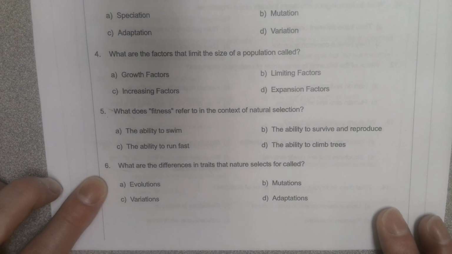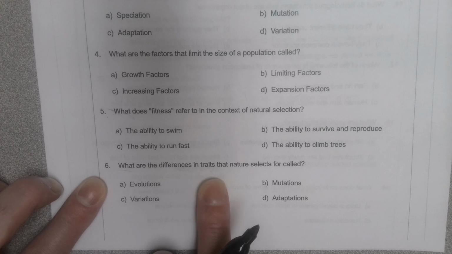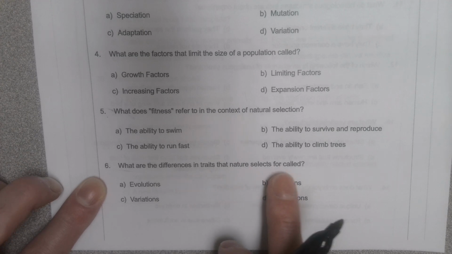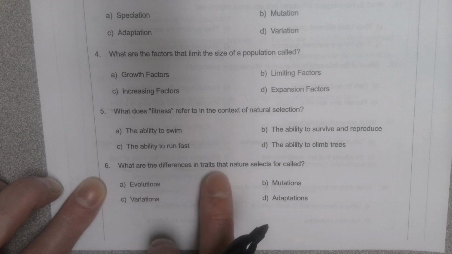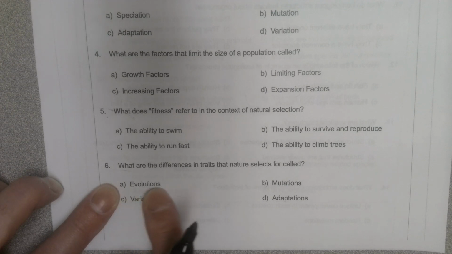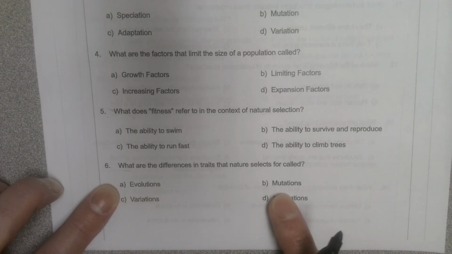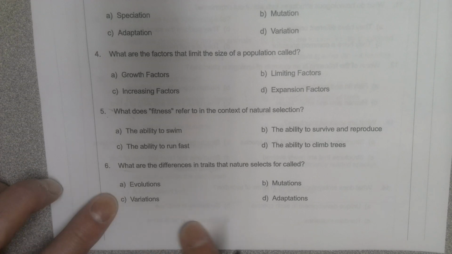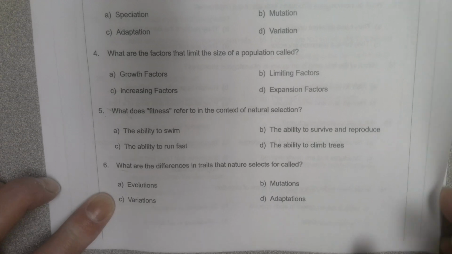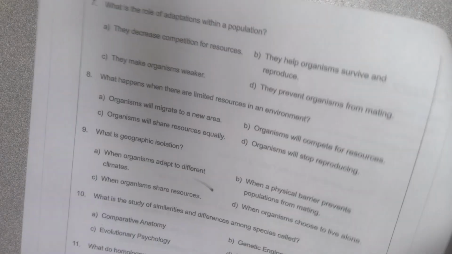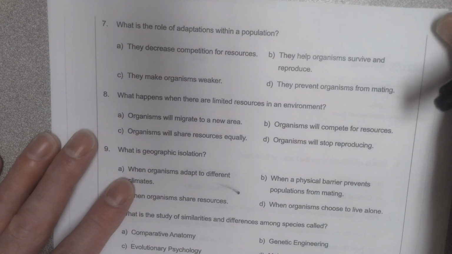Question number six. What are the differences in the traits that nature selects for called? So what are the differences in traits that nature selects for called? A, evolutions. B, mutations. C, variations. Or D, adaptations. All right, we'll flip the page over. Number 7. It's on the back side of the first page.